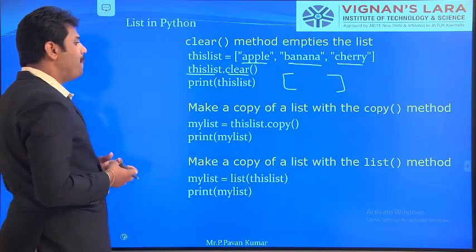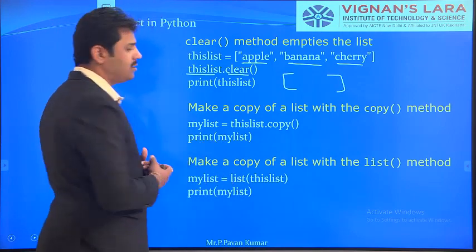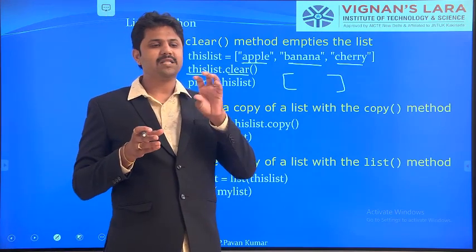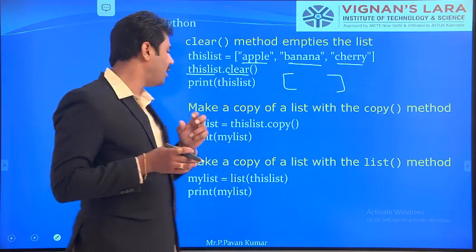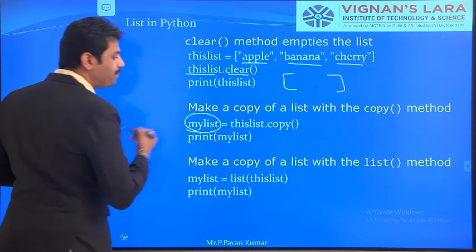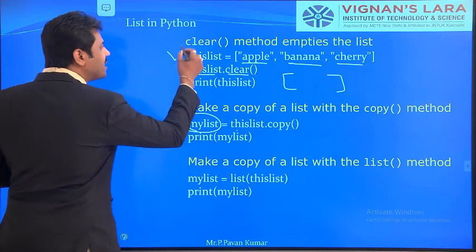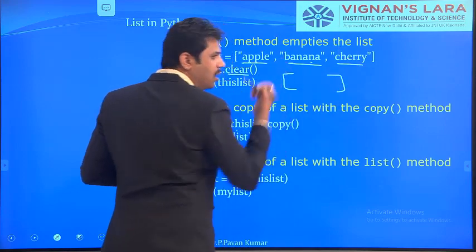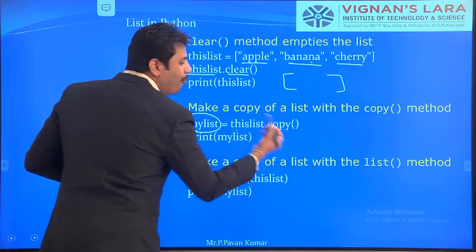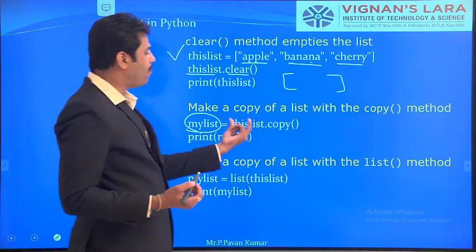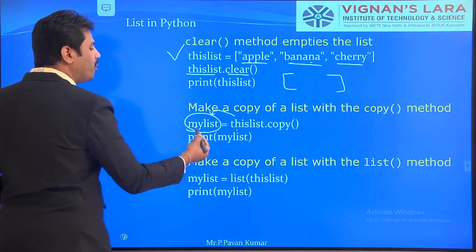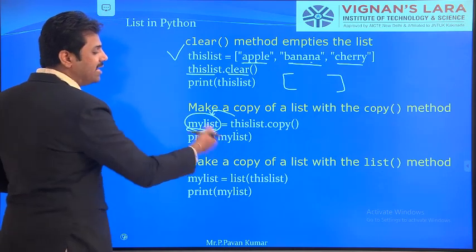Next, make a copy. That means if you want to copy a list, I want to create a copy of another list. I am taking a new list. This list already exists. It contains apple, banana, and cherry. I just make a copy of this. This list dot copy. If I use a statement like name of the list dot copy, a new list is going to be created with this name, my list.